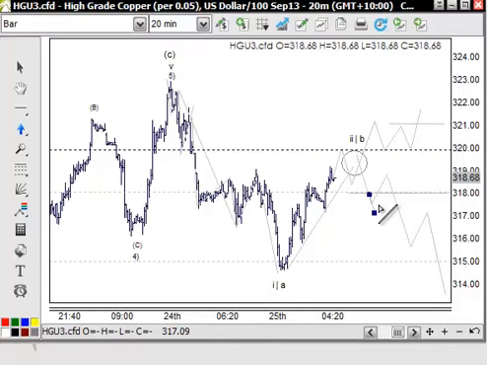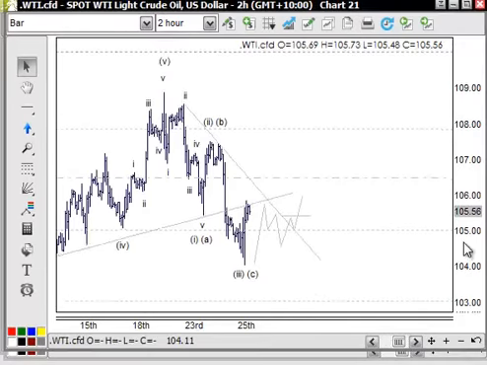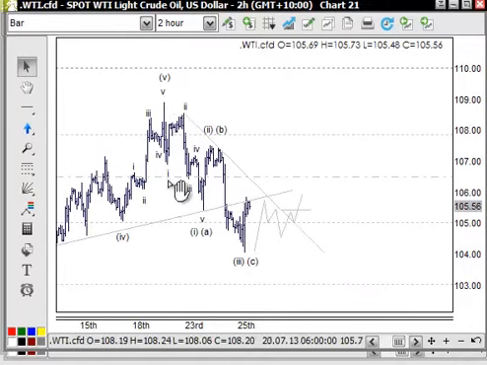So this particular 18 here as resistance would be the downside point here. Okay, so oil, right. With oil here, as you know, we've been counting 5 waves down through here, which panned out, and then we were looking for a retest back up through here.